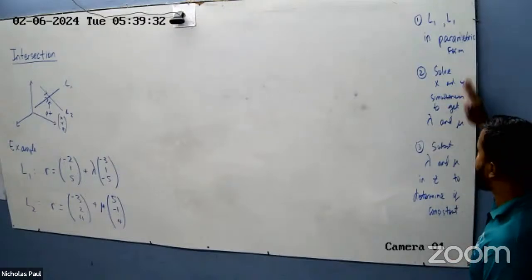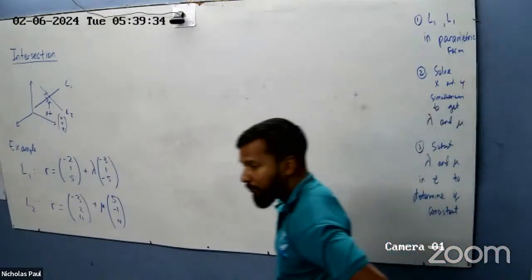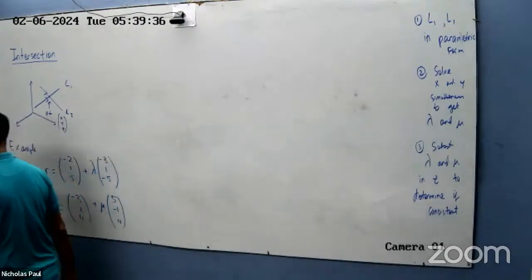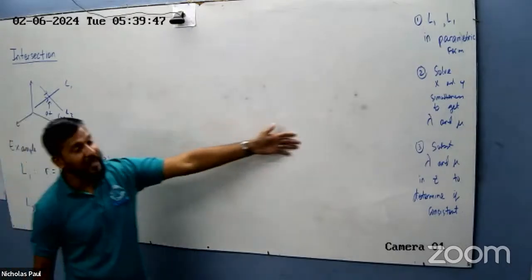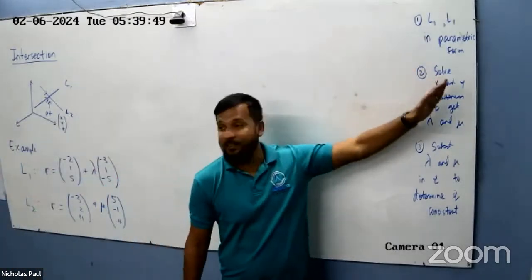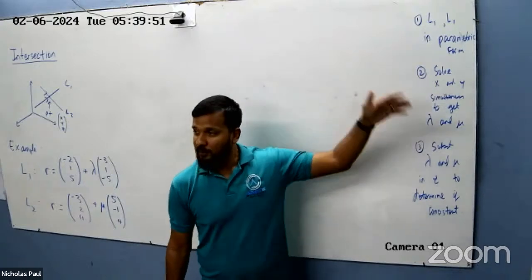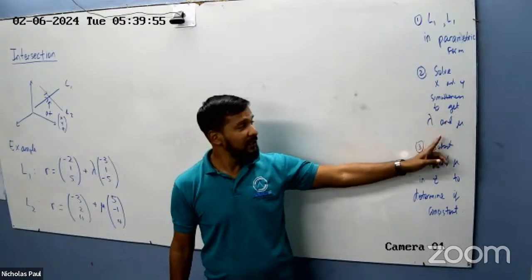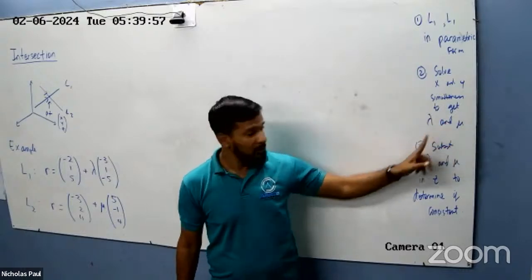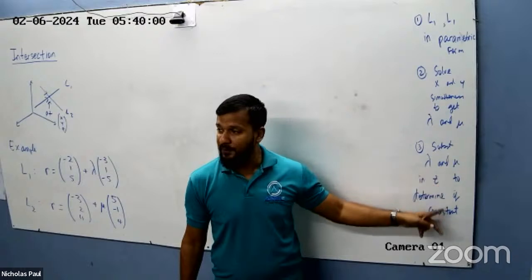Right? So these are the three steps that we're going to take. What are the three steps again? Take L1 and L2, put them in parametric form. Then the second step is to solve X and Y simultaneously to get lambda and mu. Step 3, put lambda and mu into Z.